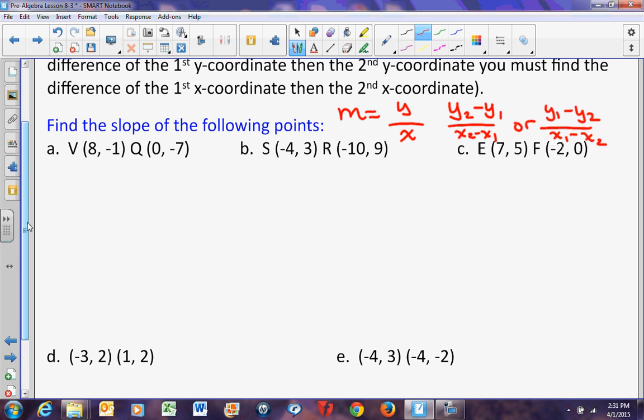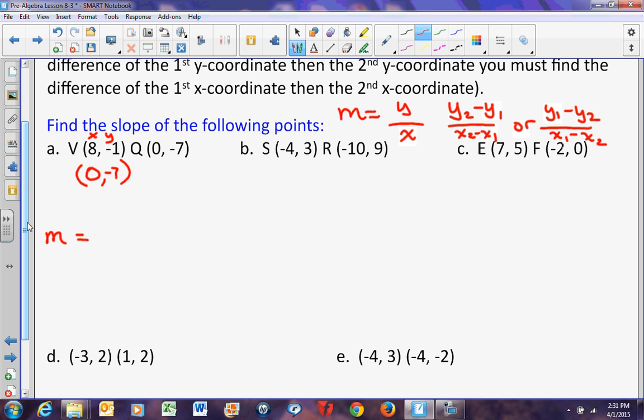I tell people the easiest way to find slope when you're given points is simply line up the points vertically. I have B here as being (8, -1), and Q being (0, -7). So I'm going to write (0, -7) right underneath this. It's the change in y and the change in x. Do this if you have to, to make sure you're doing them correctly.